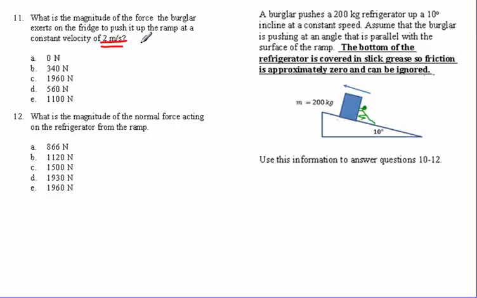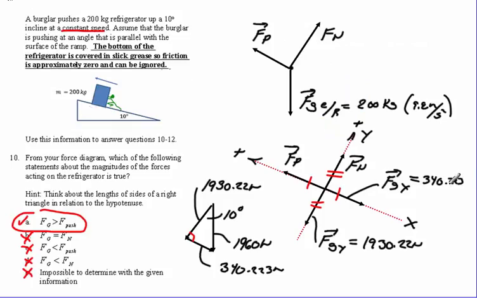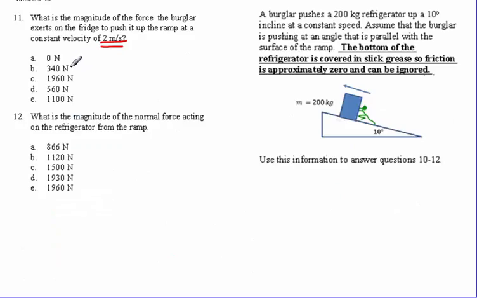This could be 2 meters a second. It could be a billion meters a second. As long as it's constant velocity, the forces have got to be balanced. So we go back here. That's 340.223. This has to be 340.223. So our value here has got to be this one here.